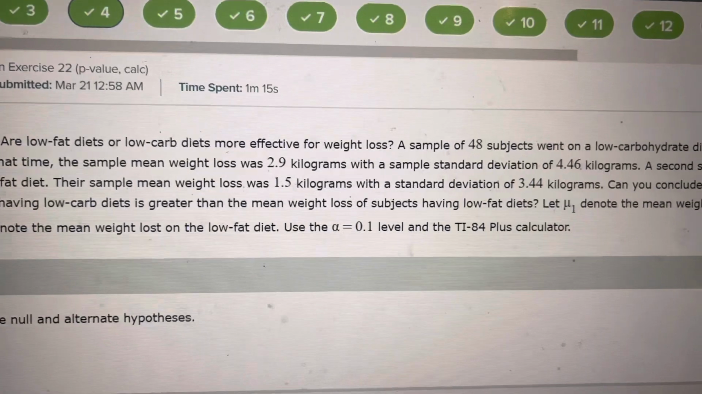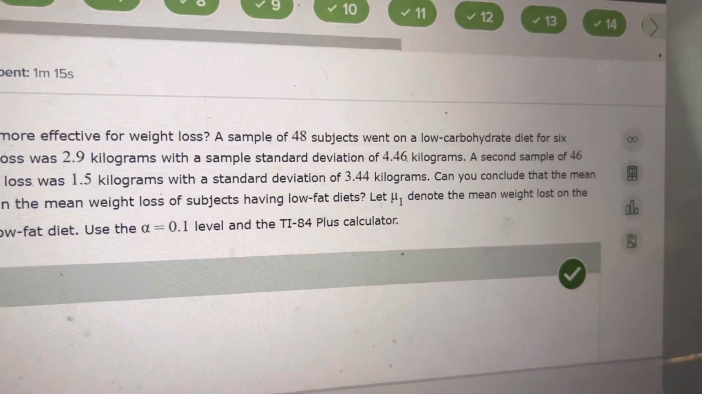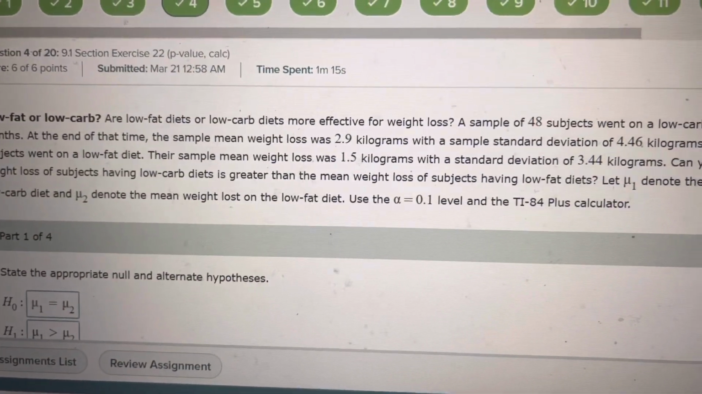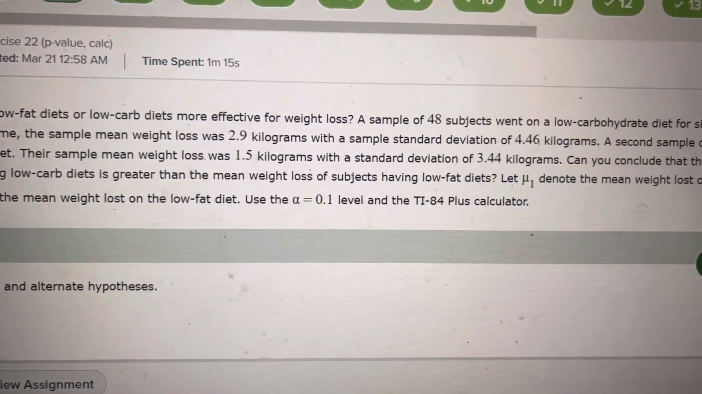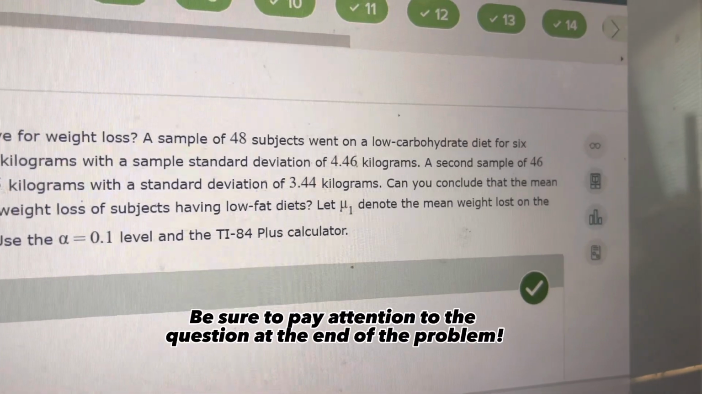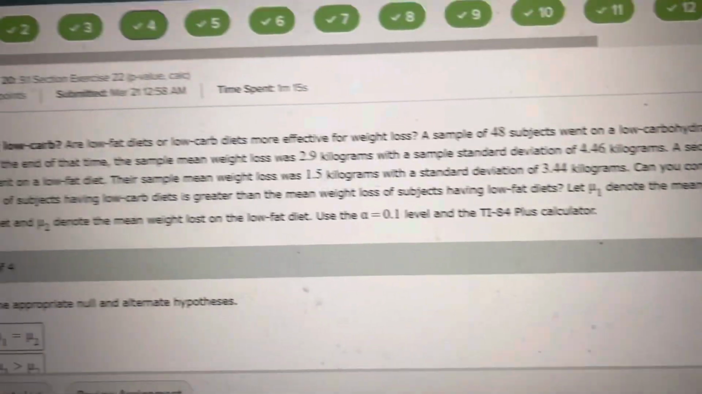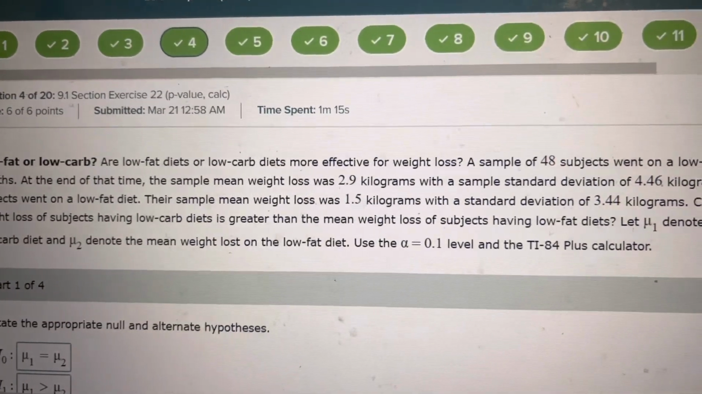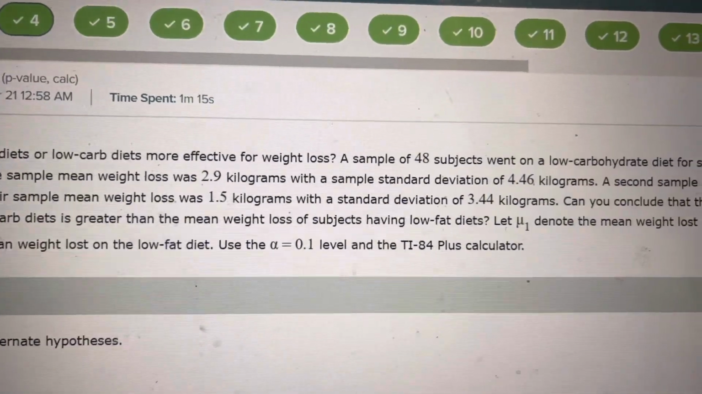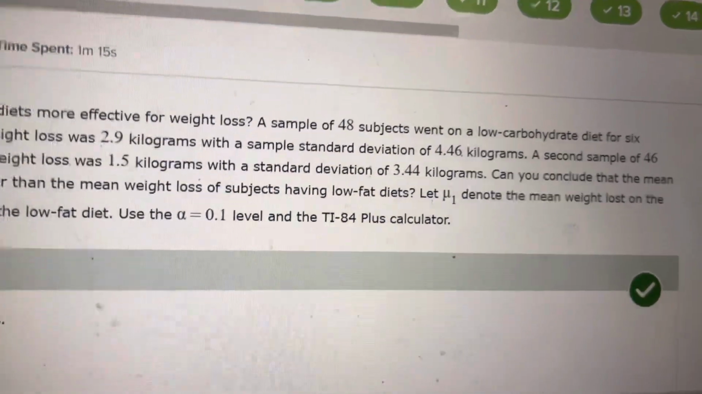Their sample mean weight loss was 1.5 kilograms with a standard deviation of 3.44 kilograms. Can you conclude that the mean weight loss of subjects having low-carb diets is greater than the mean weight loss of subjects having low-fat diets? Let U1 denote the mean weight lost on the low-carb diet, and U2 denote the mean weight lost on the low-fat diet. Use the A equals 0.1 level and the TI-84 plus calculator.